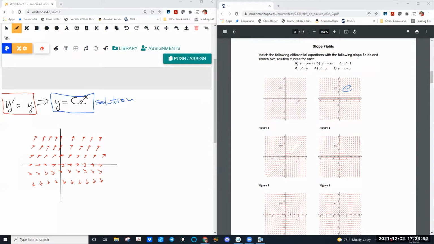Okay, so let's talk about figure 1. Which differential equation do you think creates this slope field? I like it. And this one I think makes a lot of sense, right? y prime equals 1. That's telling us our derivative is a constant, and we see it reflected in the slope. Every single thing on there has a slope of 1. Okay.